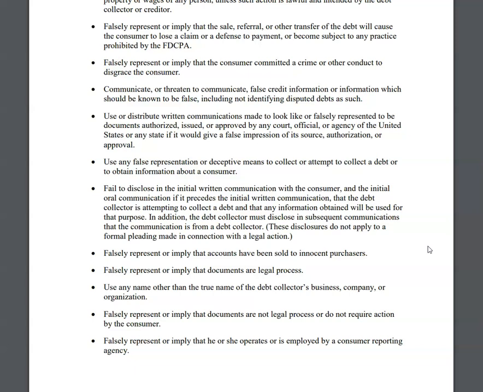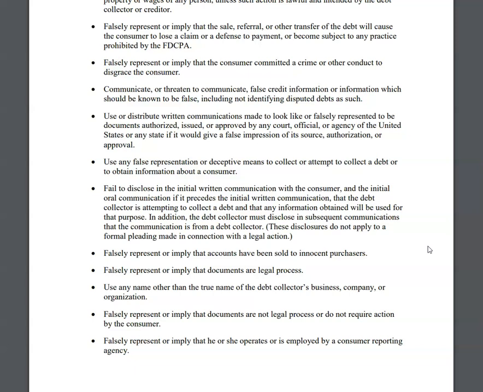Okay, next, fail to disclose in the initial written communication with the consumer, and the initial oral communication if it precedes the initial written communication, that the debt collector is attempting to collect a debt and that any information obtained will be used for that purpose. In addition, the debt collector must disclose in subsequent communications that the communication is from a debt collector. So they have to say that disclaimer all the time.